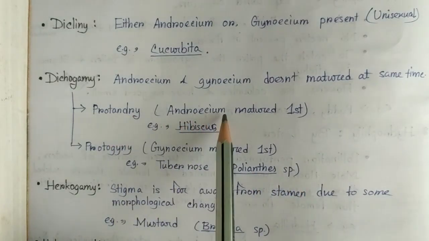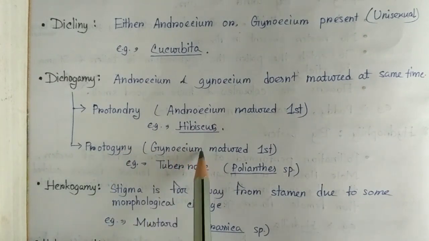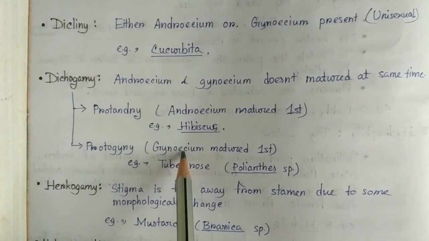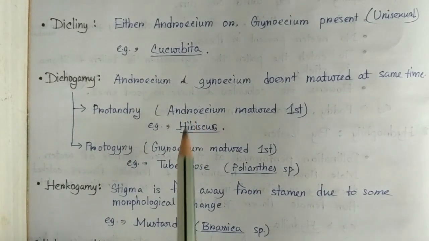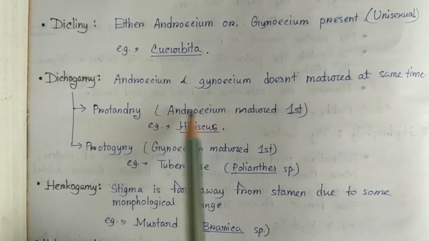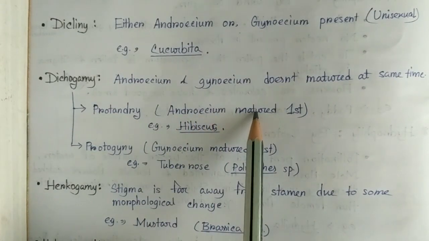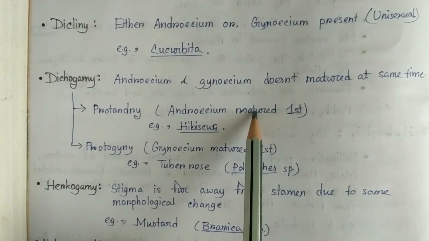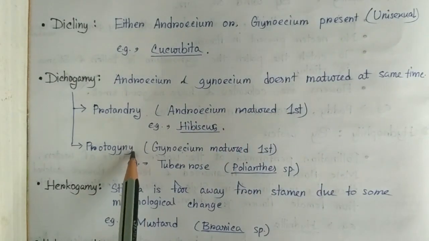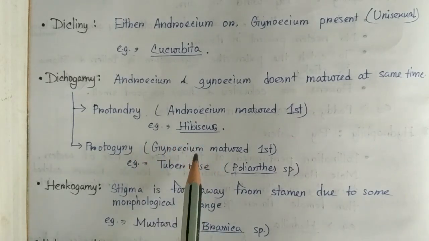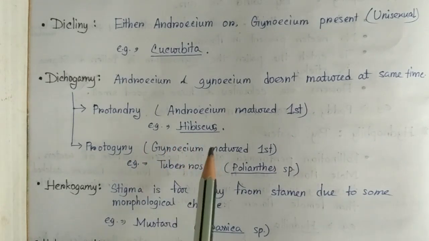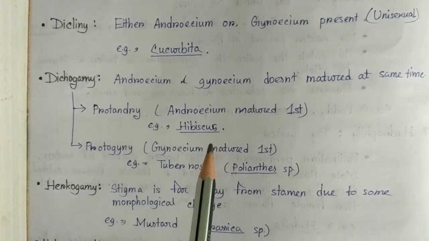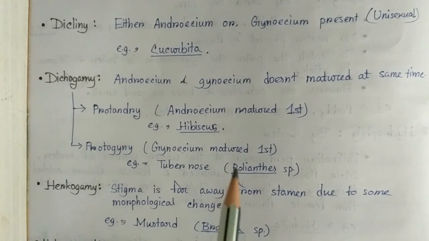Andry, androecium; gyne, gynoecium. Remember the terms on the basis of male and female reproductive parts. Here, protandry means androecium matures first, where gynoecium is not mature at that time, and protogyny means gynoecium matures first. Here, androecium is not mature at that time. So cross fertilization or xenogamy is performed.